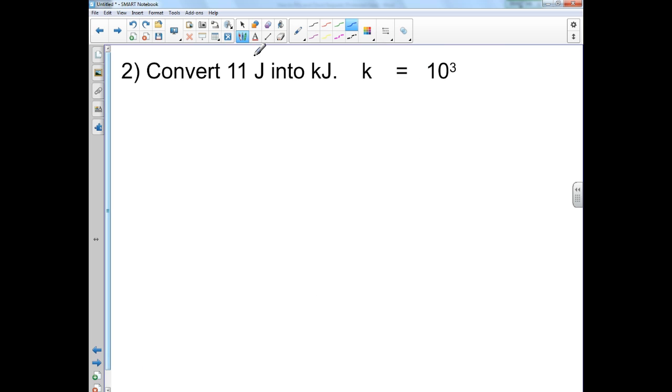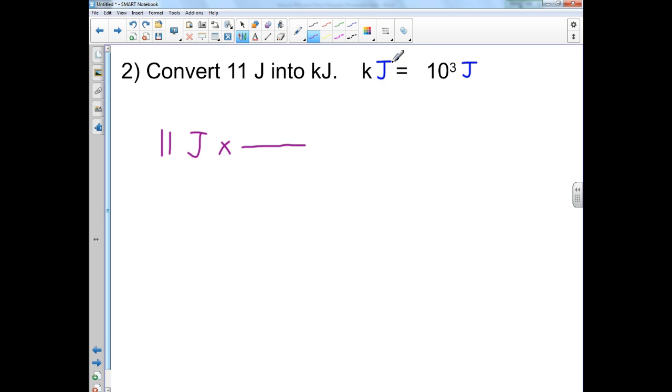Okay, next example. Convert 11 joules into kilojoules. And we're told kilo is 10 to the 3. We know we're working with joules, so let's write that down. And what's this say? It says 1 kilojoule is 10 to the 3 joules. Alright, so you start with your value that you want to convert, 11 joules, and multiply by 1. And of course we use a fraction equaling 1.